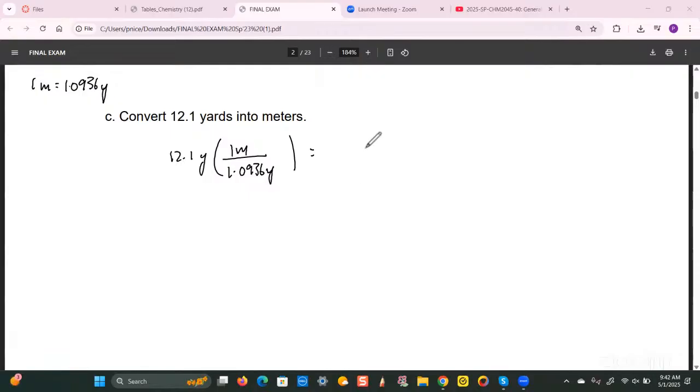So according to my calculation, rounding off to 3 sig figs, the answer is 11.1 meters. And that's basically how that is done. All right, so that's a relatively simple problem. Okay, any questions about this one? Any questions?